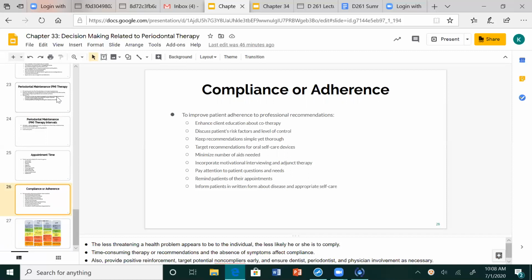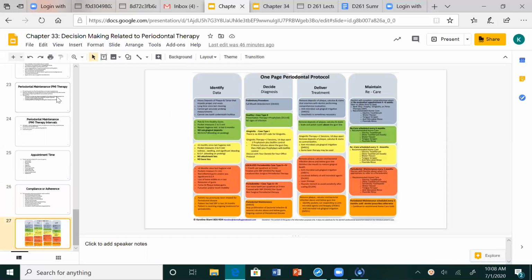Understanding compliance. We've kind of already talked about this a lot too, talking about risk factors, keeping our recommendations simple yet thorough. We don't want to introduce 5 different tools in one appointment. We want to make it something that seems feasible for the patient to do. And then pay attention to your patient's questions and needs, okay? We want to talk about disease processes, all those things, but not overwhelming them.